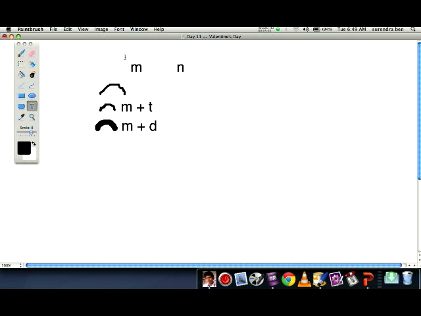There is no rule like P and B for M. There is no other name for the strong stroke of the M, so we can write this the same as M. This is basic N. If you write half of the length, it will be N plus T. If you write it strongly, it will be N plus D.